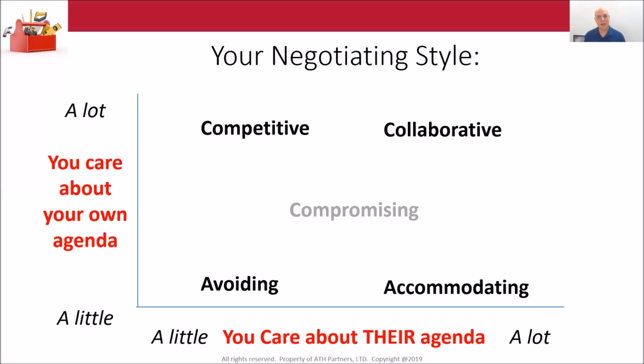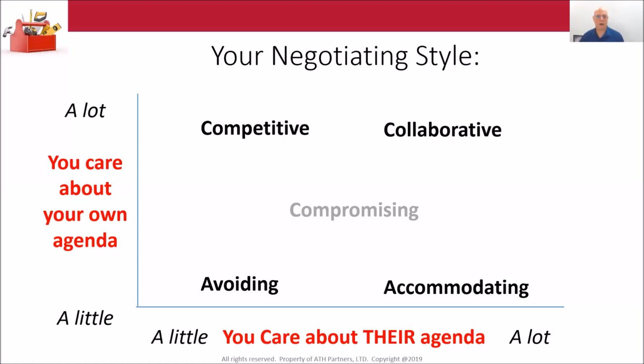What do I mean by style? I mean your conflict style. This is from something called the Kilman conflict style instrument. It just determines how you deal with stress and conflict.